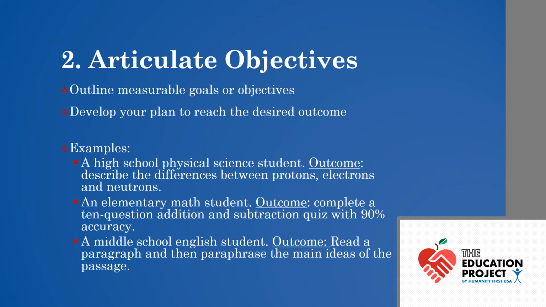Some examples: a high school student who's studying physical science, their outcome could be describe the differences between protons, electrons, and neutrons. An elementary math student with the outcome of completing a 10-question addition and subtraction quiz with 90% accuracy. And a middle school English student with the outcome of reading a paragraph and then being able to paraphrase the main ideas of the passage.